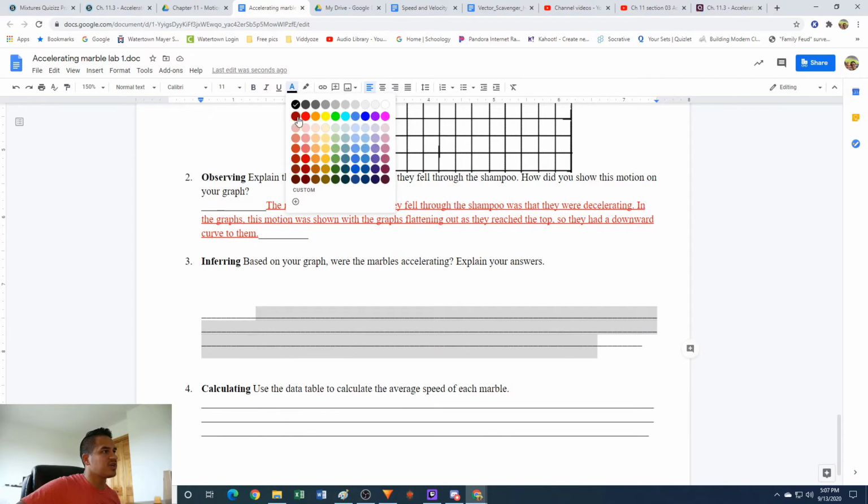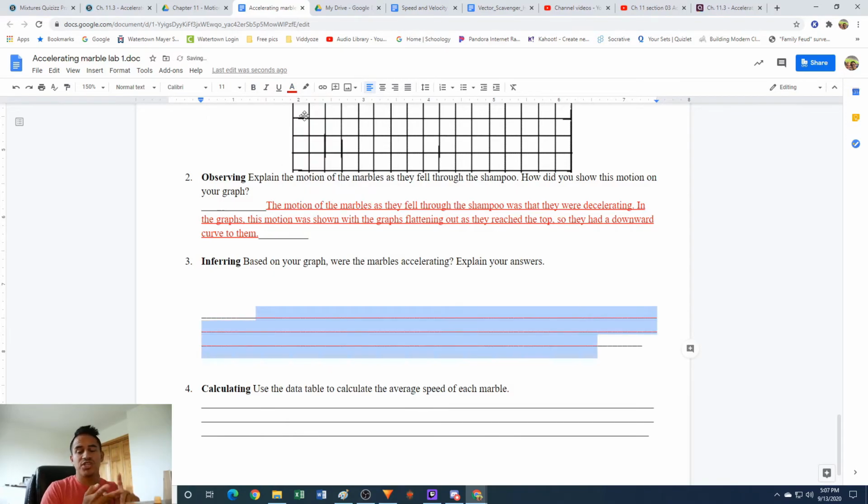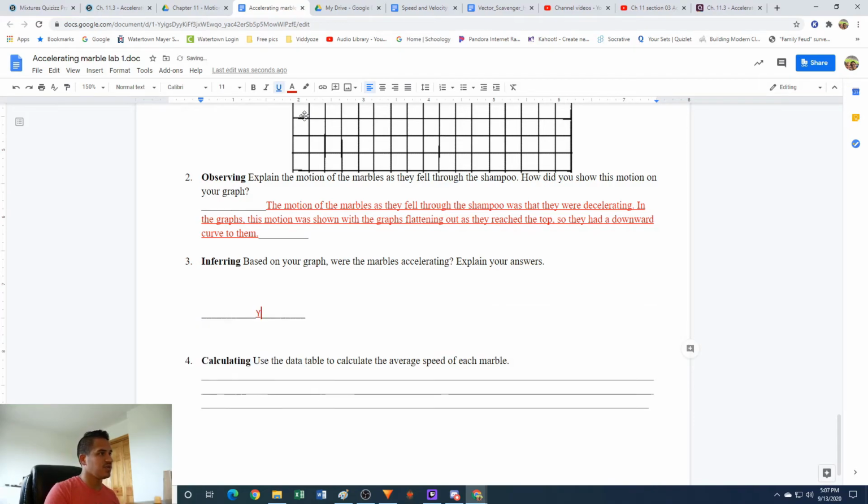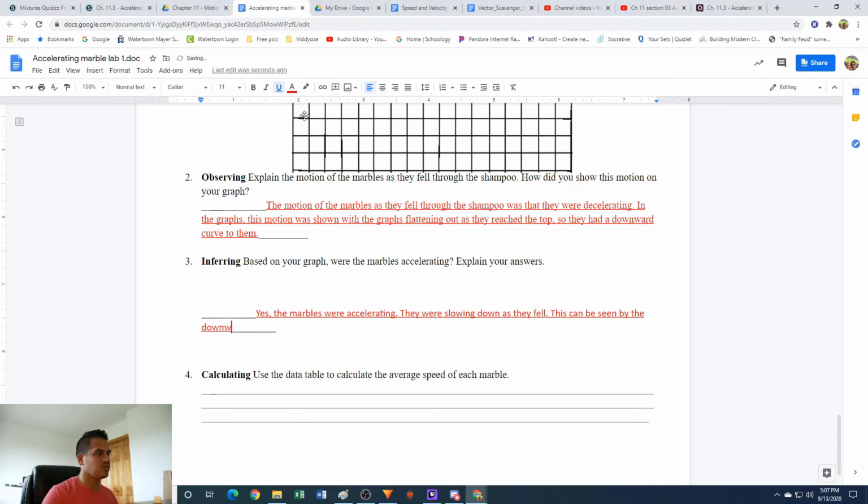So remember that acceleration is change in speed or change in direction, and it's not just speeding up, it's also slowing down. So we can say, yes, the marbles were accelerating. They were slowing down as they fell. This can be seen by the downward slope of the graphs.